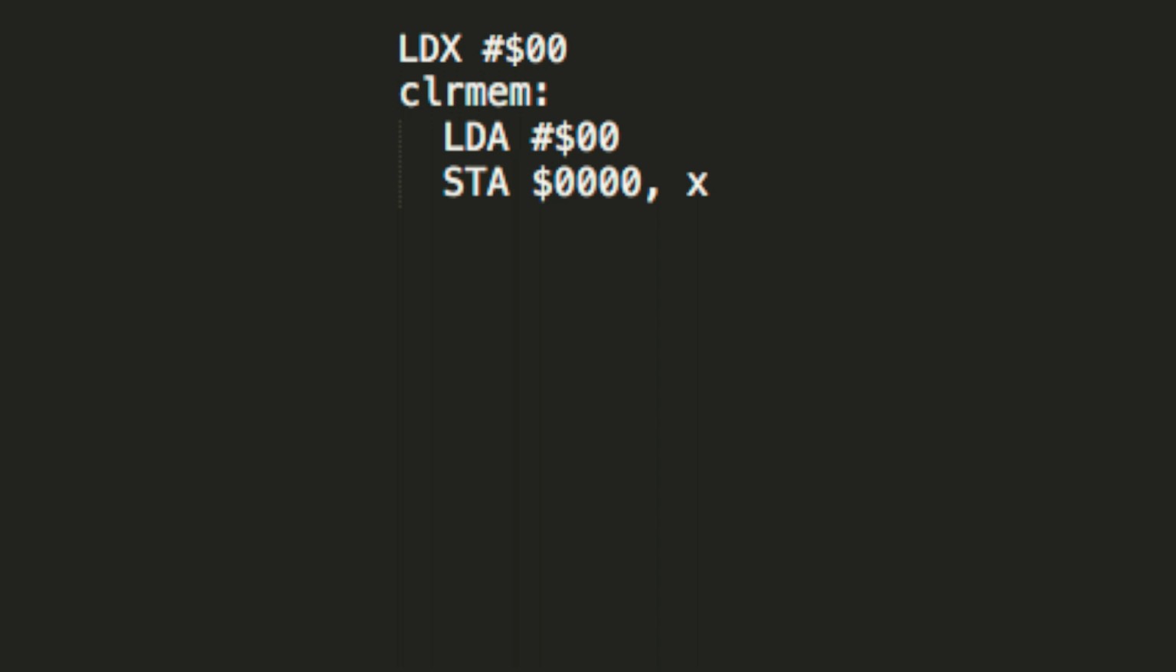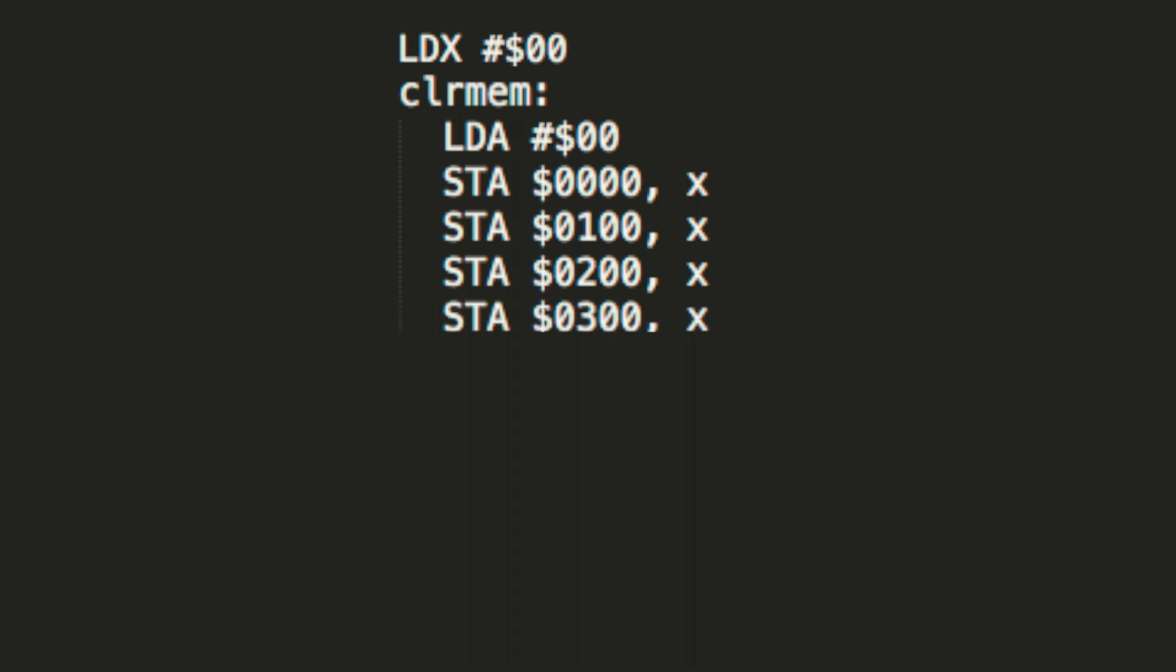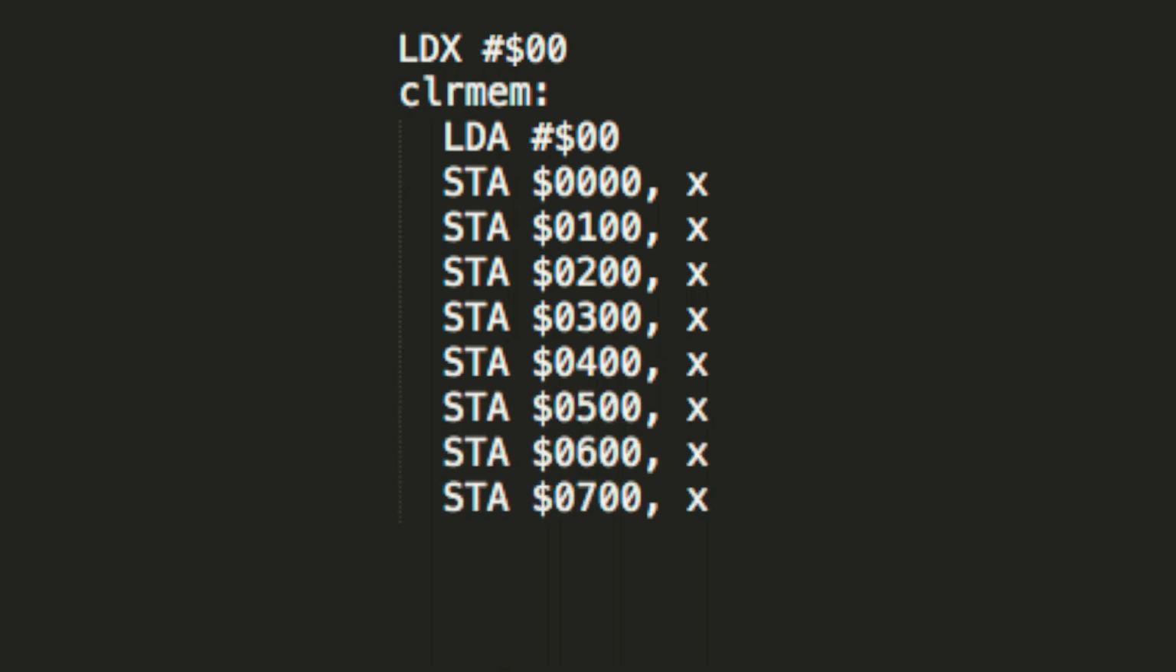The other reason that it's 255 is because X, Y, and A are all 8-bit registers, meaning that they can only represent values from 0 to 255. And so you can see that each line that follows stores the value of 0 into an area of memory, starting with 0 indexed by X, and then the next line starting with 100 hex indexed by X. Then the next line is 200 hex indexed by X, 300 hex indexed by X, and so on until we get to 700 hex indexed by X. And when that's done, we've got the full 2K of memory initialized.